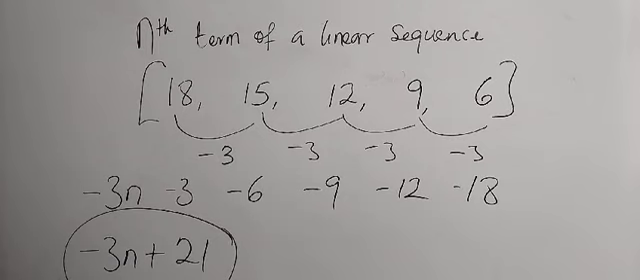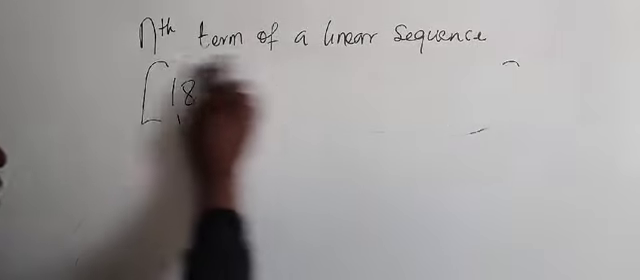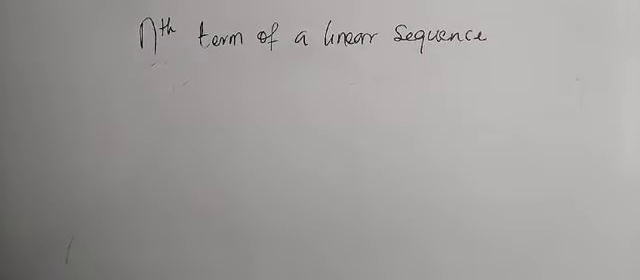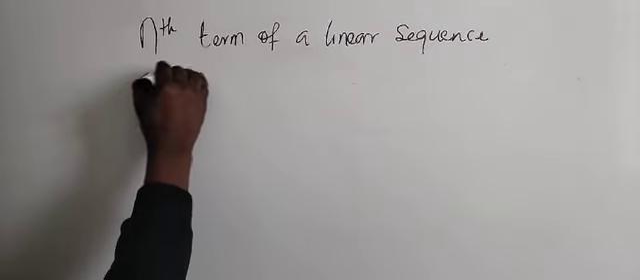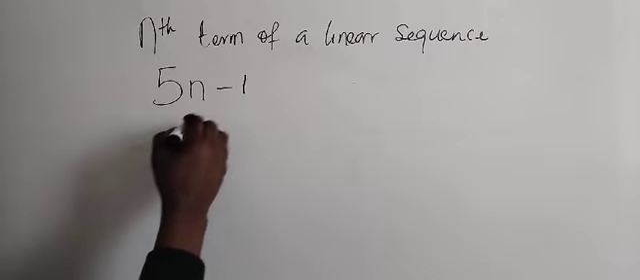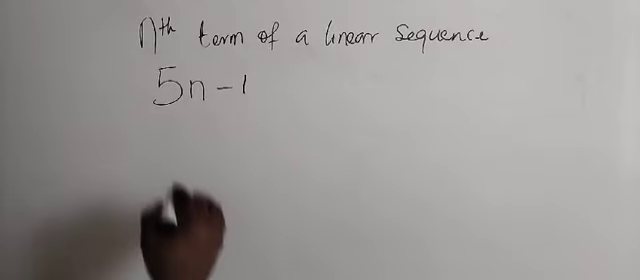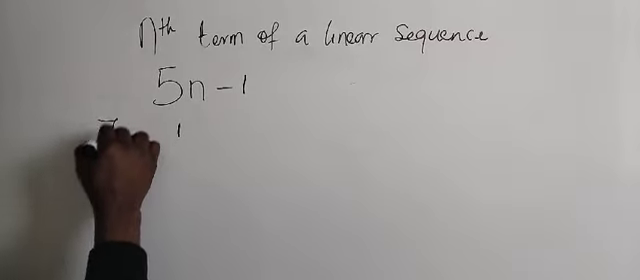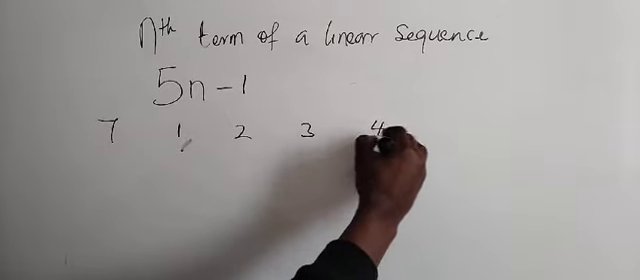Now, let's take a look at another good example of a given nth term, and we are being asked to generate the first 5 terms of the sequence. An nth term, 5n minus 1, is given, and we want to use this nth term to generate the first 5 terms. The first thing we need to do is, this is our term number: 1, 2, 3, 4, and 5.